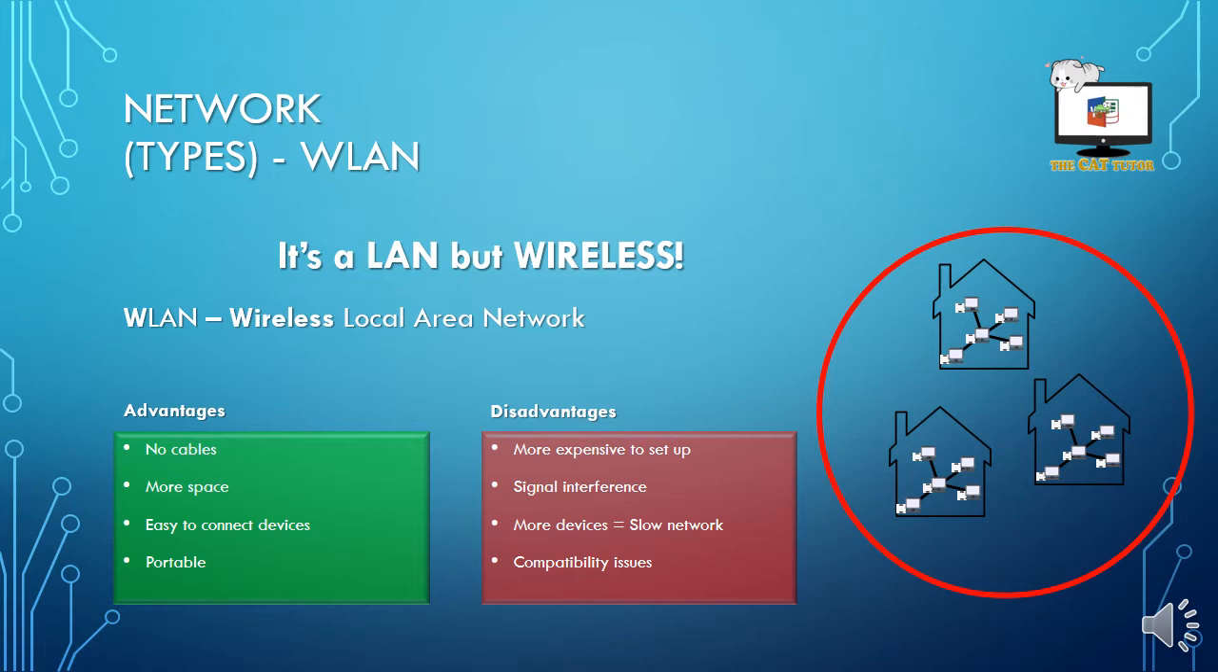Disadvantages: it's more expensive to set up. In general, wireless devices and networks and systems are more expensive to set up than LANs. Added, this is relative. It depends on how big the system is and how many devices connect to it. If you have a ton of devices connecting to the network, I really suggest you rather use a wired LAN. Yes, you lose some space, but it's much more stable. And I mean much, much more stable.